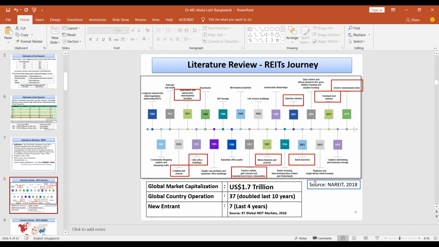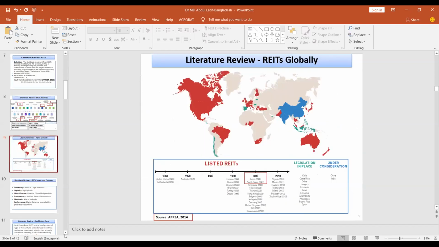So business is going on in that area, and the global market capitalization is 1.7 trillion, and the number of countries with REIT operations is 37 now. It has increased, roughly doubled, within the last 10 years, and within the last 4 years there are 7 new entrants. Its mature markets are the USA and the Netherlands.